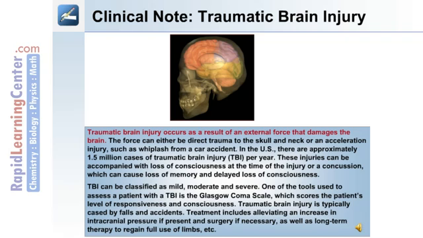TBI can be classified as mild, moderate, and severe. One of the tools used to assess a patient with a traumatic brain injury is the Glasgow Coma Scale, and this scores the patient's level of responsiveness and consciousness. Traumatic brain injury is typically caused by falls and accidents, and its treatment includes alleviating an increase in intracranial pressure if that's present, and surgery if necessary. Long-term therapy to regain full use of limbs and speech if required.